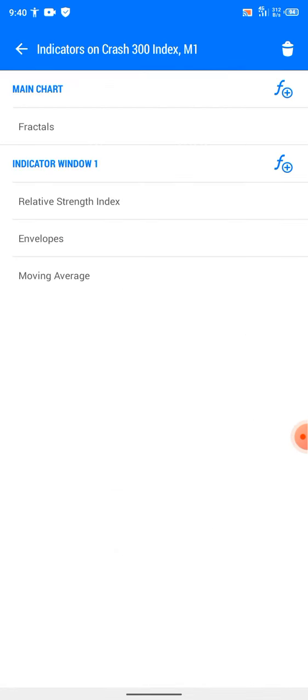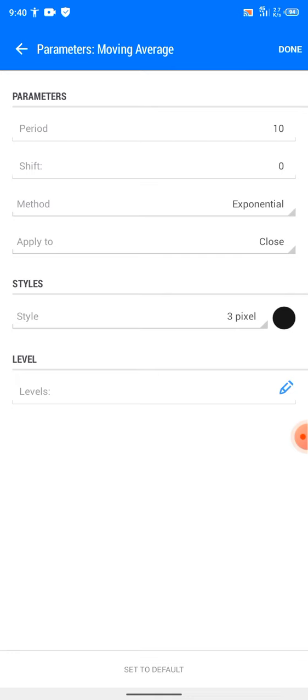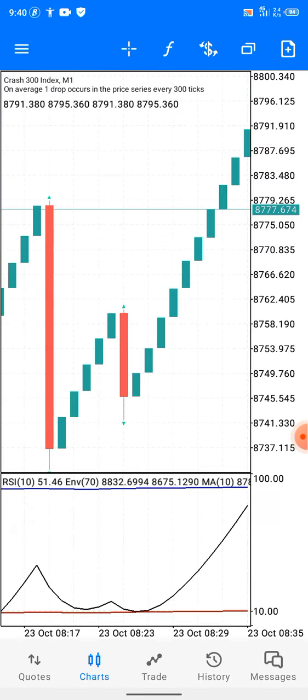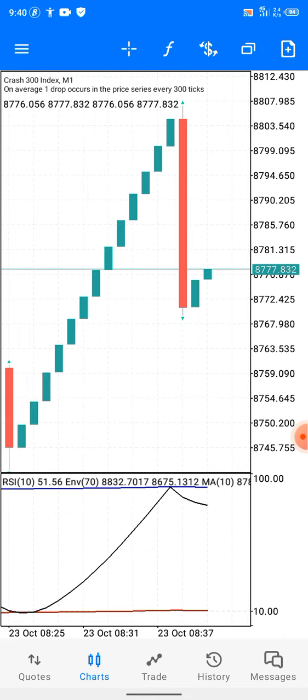Now, the last indicator we are going to be adding is our moving average, guys. This is the setup for the moving average. These are the parameters, so take a screenshot, guys. Then, after that, click on done, and then we are good to go, guys. That completes the strategy setup.